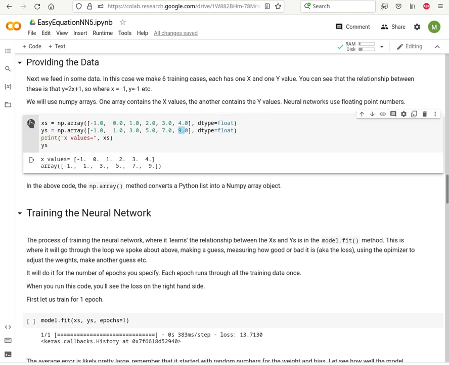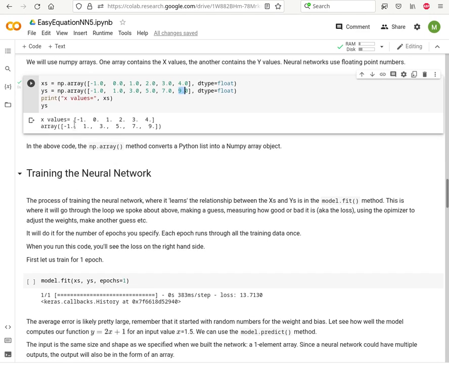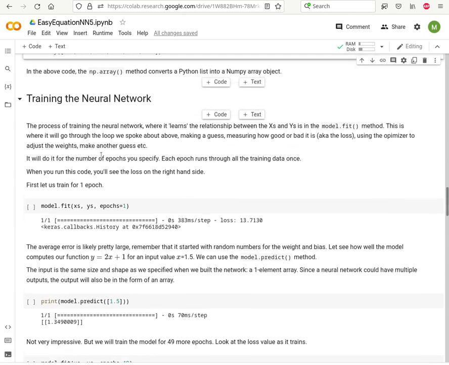So here is the setting up of our data. This is just our data for training the neural network. X values and Y values, two arrays. That's it. That's all we needed. Okay. And we can print them out and see them in the notebook.